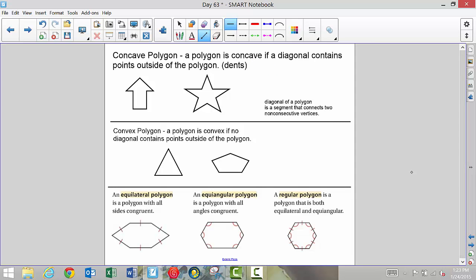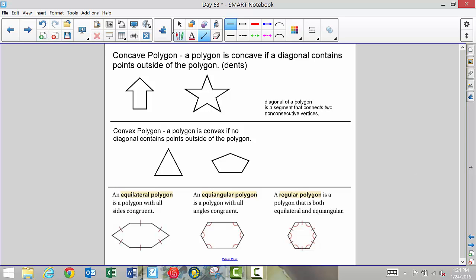So there are different types of polygons. There's a concave polygon. A polygon is concave if a diagonal contains points outside of the polygon. Meaning, if you see dents in your shape, it's concave. Don't forget that a polygon has diagonals, and a diagonal of a polygon is a segment that connects two non-consecutive vertices, and this is going to be important.